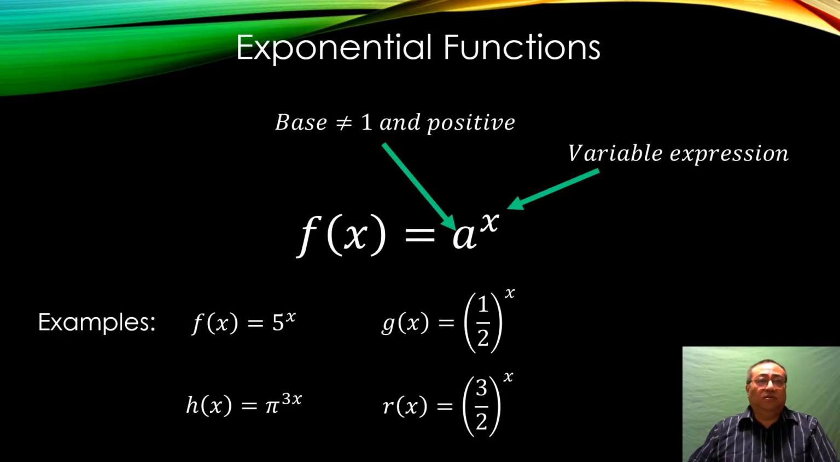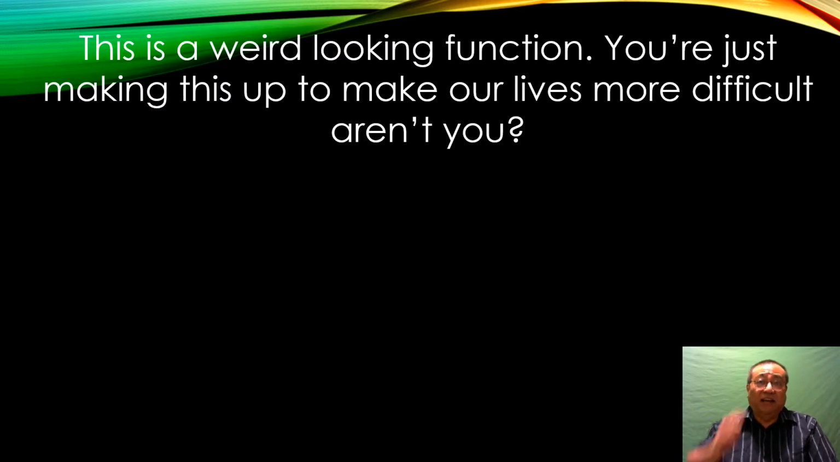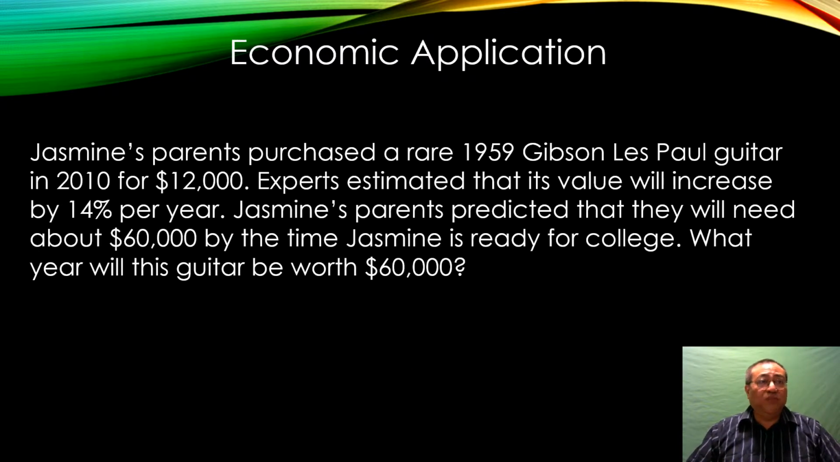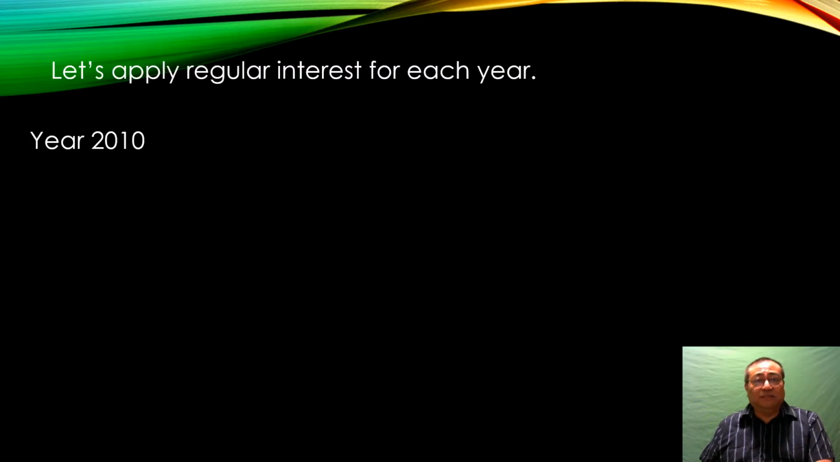All right, so let's look at some of those. This function has an economic application. Jasmine's parents purchased a rare 1959 Gibson Les Paul guitar in 2010 for $12,000. Experts estimate that its value will increase by 14% per year. Jasmine's parents predicted that they will need about $60,000 by the time Jasmine is ready for college. What year will this guitar be worth $60,000?